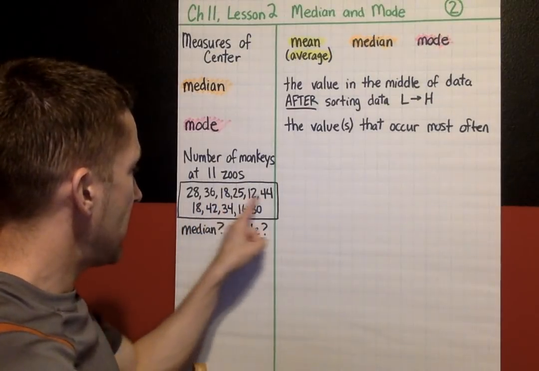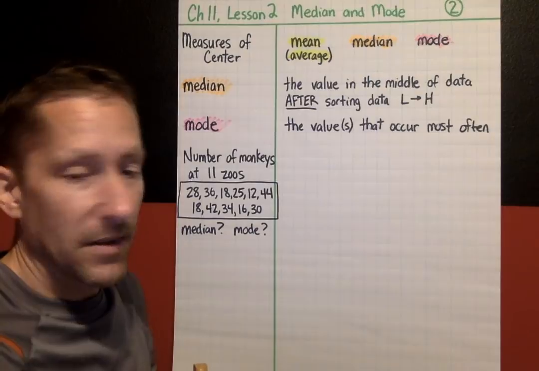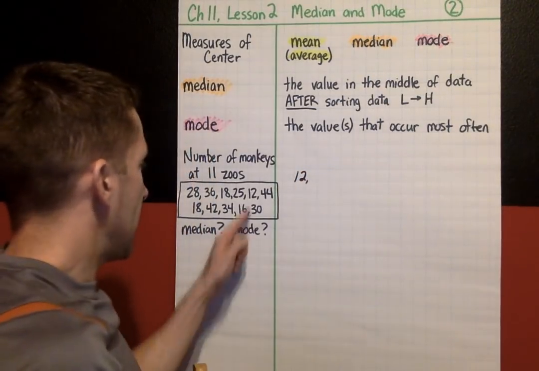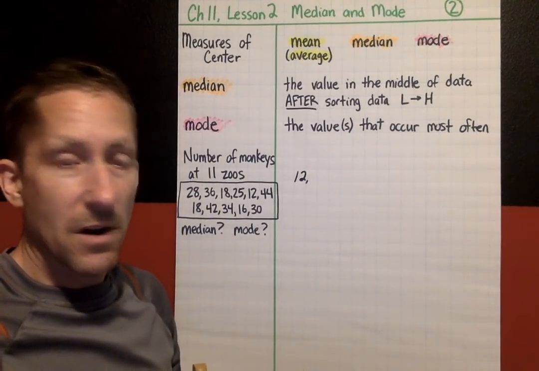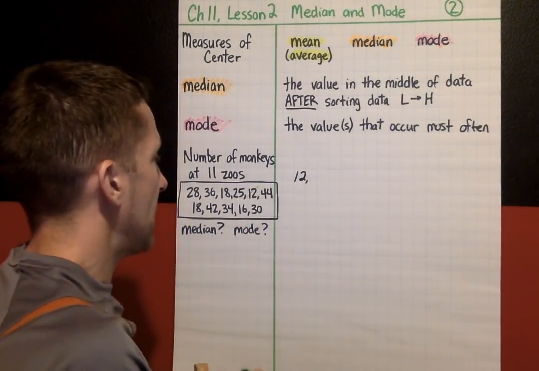So look at all your data. You're going to find the lowest value and list that one first. So I see a 12. That's the first number I'm going to write down, 12. Also, it's a good idea to mark off your data as you're listing it. So I'm going to mark off that 12.